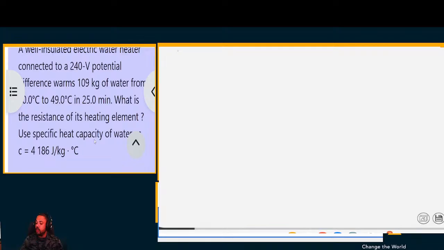Let's just check. We write temperature with capital T. For time, we denote it with a small t. Time is equal to 25 minutes. It produced that amount of energy, 1.3 times 10 to the 7 joules, in 25 minutes. That's the amount of energy it produced.